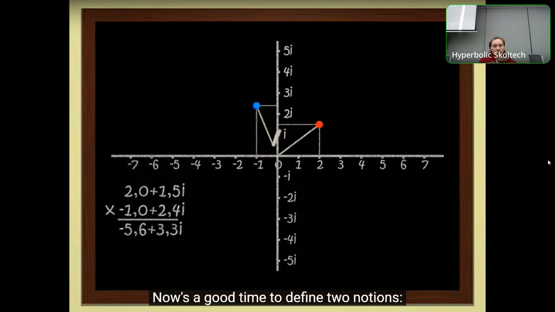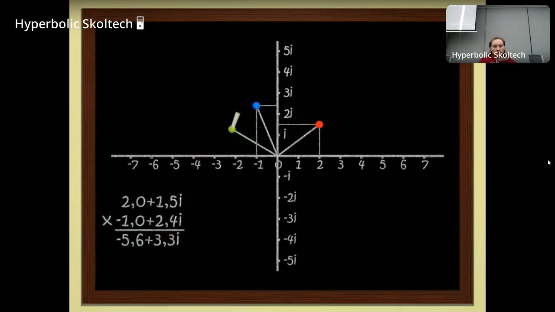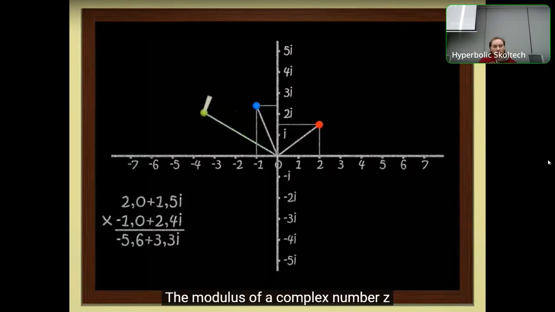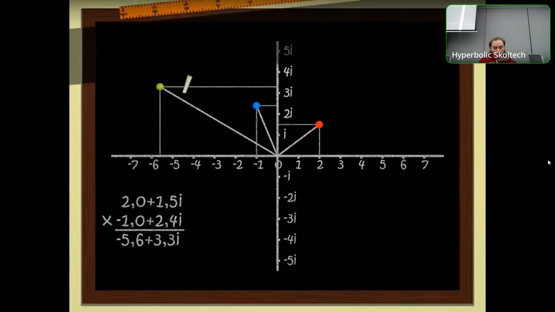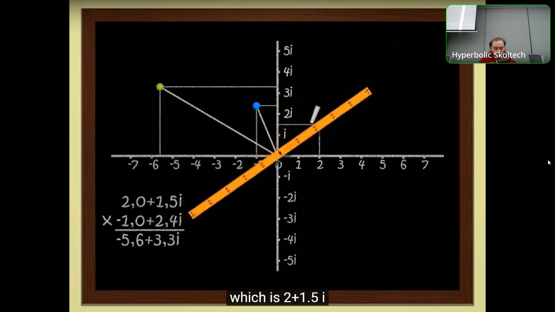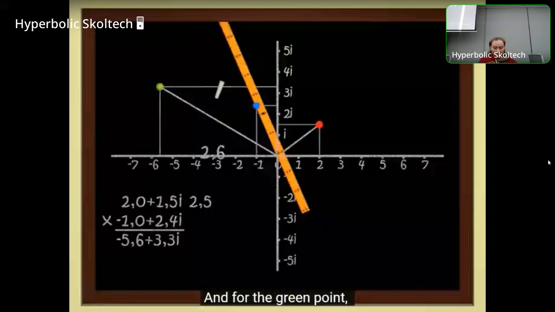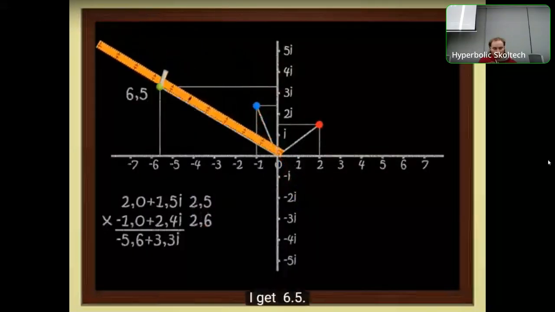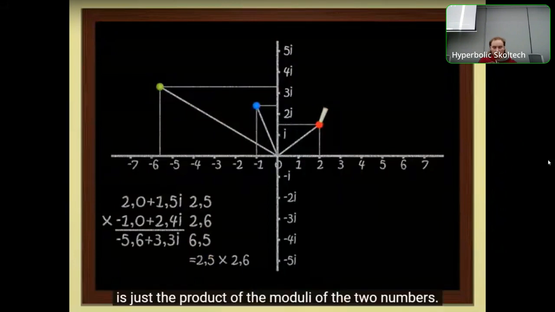Now's a good time to define two notions, the modulus and the argument of a complex number. The modulus of a complex number z is just the distance from the origin to the point that represents it in the plane. Let's use the ruler to determine the modulus of the red point, which is 2 plus 1.5i. Let's see, it measures 2.5. The modulus of 2 plus 1.5i is therefore 2.5. For the blue point, I get 2.6. And for the green point, which is the product of 2 points, I get 6.5. What's the rule? The modulus of a product of two complex numbers is just the product of the moduli of the two numbers.